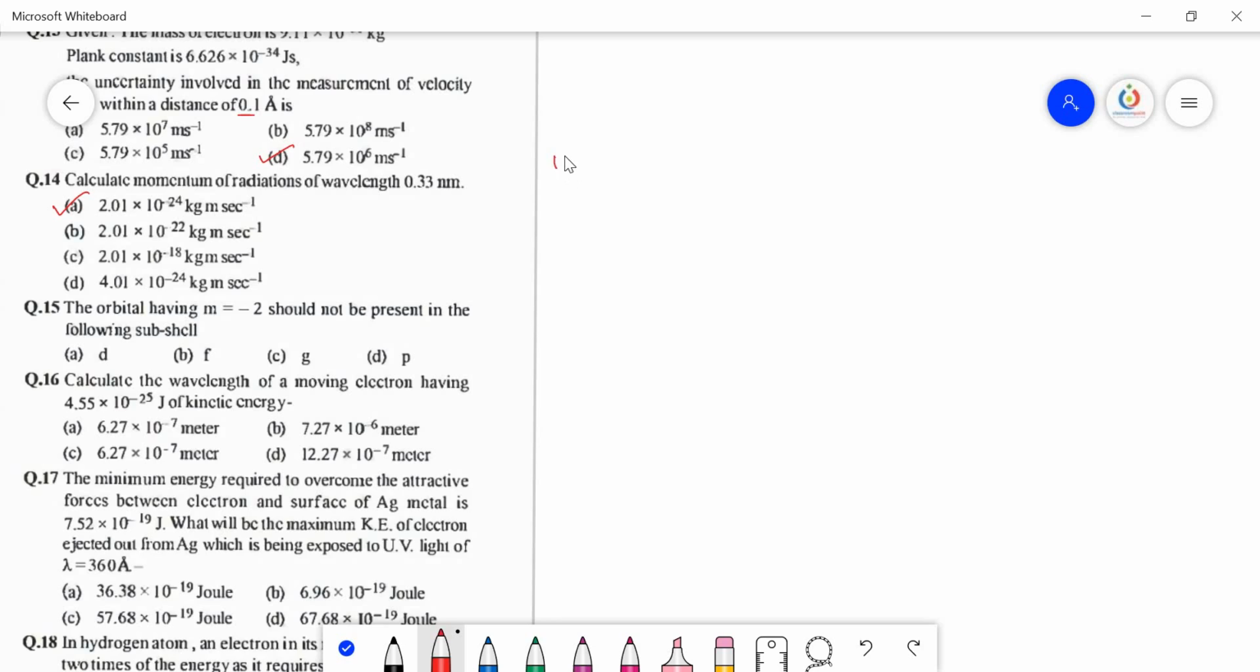Let us solve question number 15 now. The orbital having m equals minus 2 should not be present in the following subshell. So we know that for s orbital, L equals 0; p orbital, L equals 1; d orbital, L equals 2, and so on it continues. And m values always start from minus L, 0, plus L. These are the m values for any orbital.